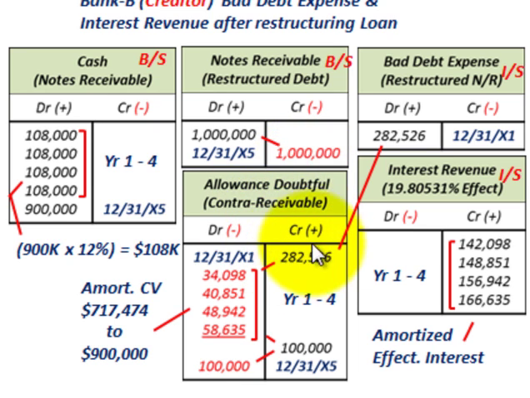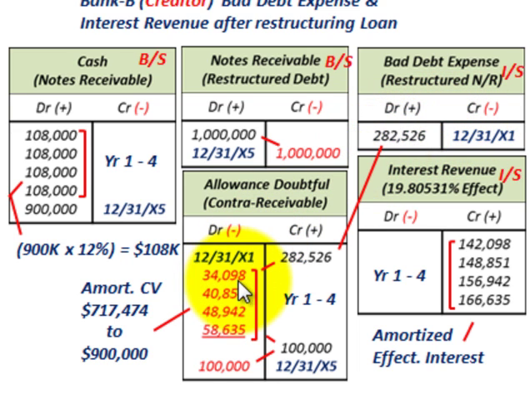So you set that up as a credit in your allowance for doubtful accounts for $282,526. That reduces your accounts receivable, and then over on your income statement you would recognize it as bad debt expense. Again, at that restructuring date, debit that for $282,526. So you've got your credit in your allowance for doubtful accounts, and your debit in your bad debt expense on your income statement.